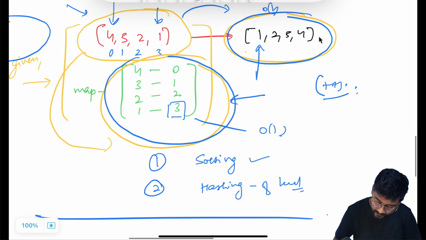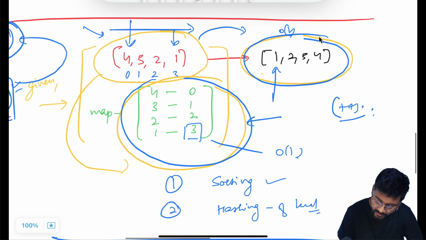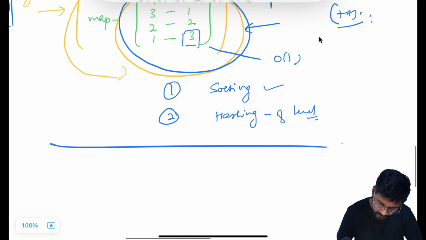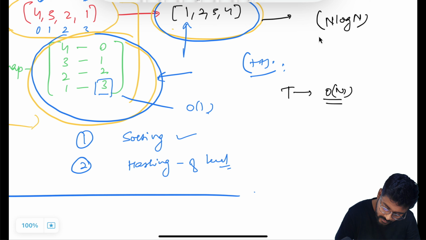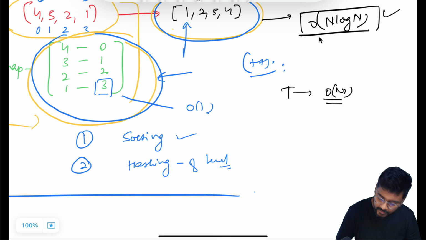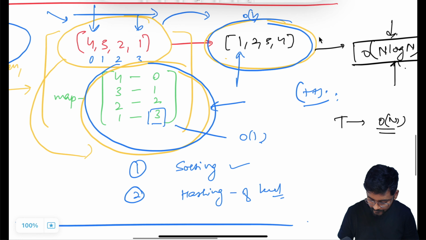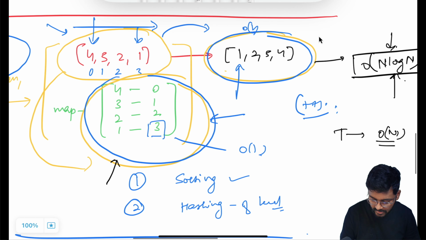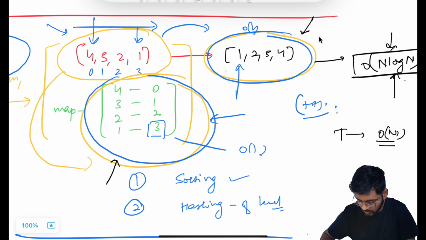And here what is the time? We are iterating over it and doing every other operation in order of 1 time. So ultimately the time of this approach is order of n, and time for sorting is order of n log n. So ultimately this process is giving me order of n log n time, and this map and array are our space, or you can say order of n space and order of n log n time. Let's have a look at the code.